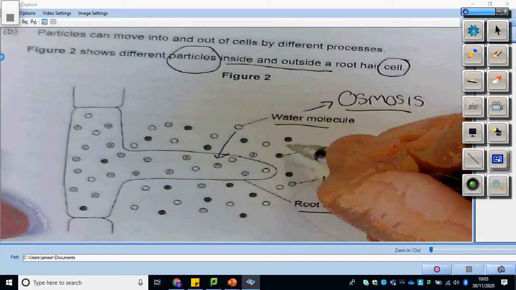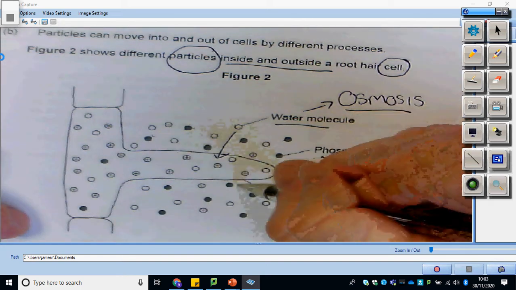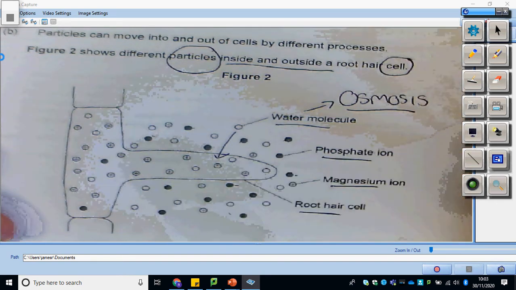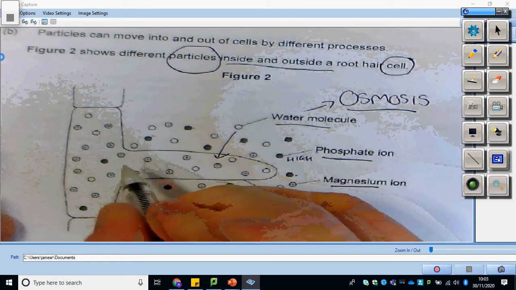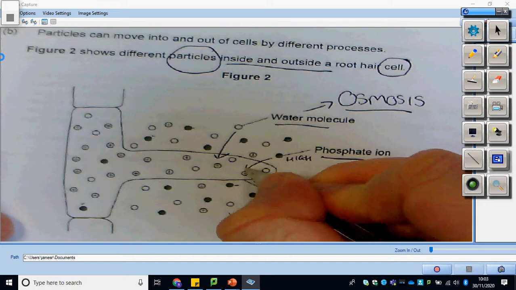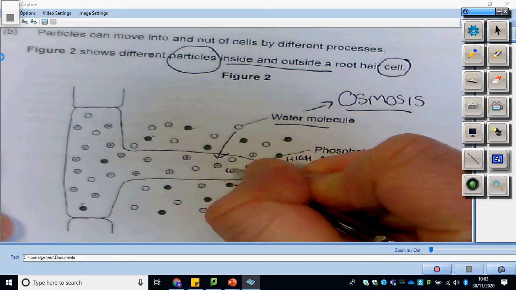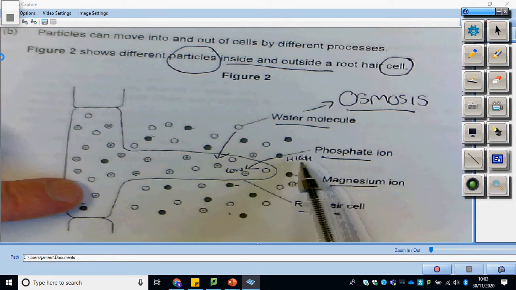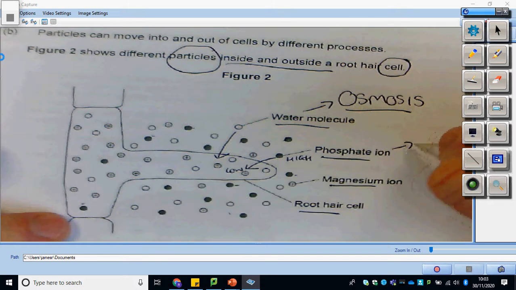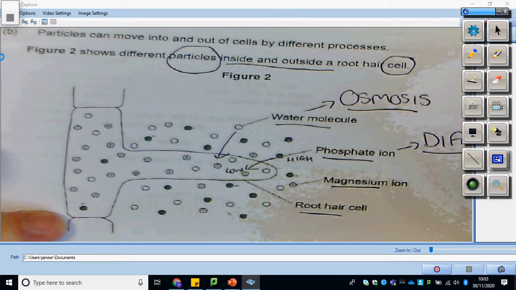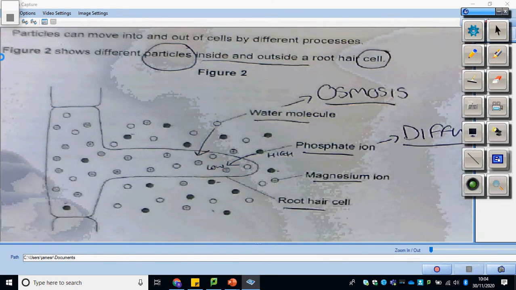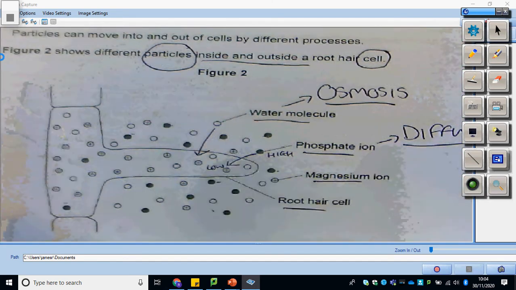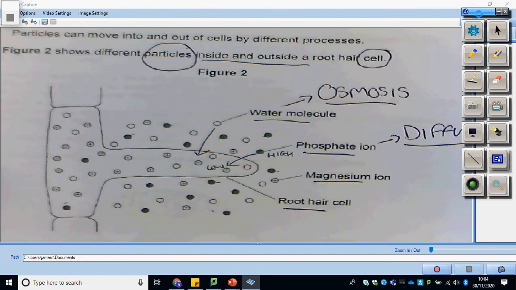On the outside I've got 1, 2, 3, 4, 5, 6, 7, 8, 9, 10, 11, 12, 13. So phosphate ion moves from a high to a site that's only got 2 phosphate ions, so it goes from high to low. Because this is high to low, this is diffusion. This one is diffusion.